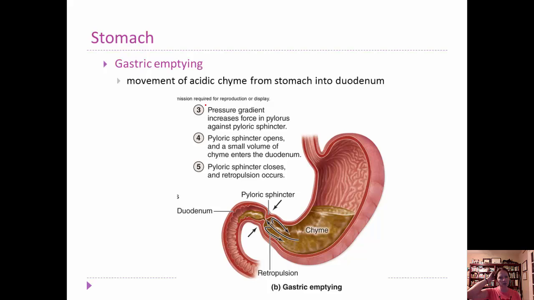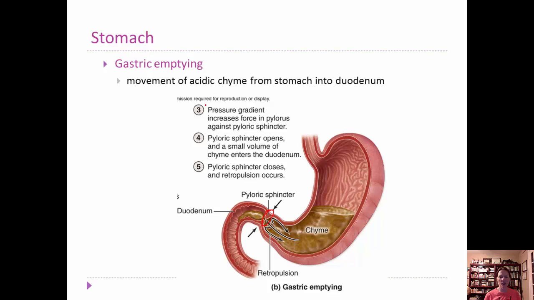Since the duodenum and the rest of the small intestine are really important for breaking down the rest of our nutrients for chemical digestion and absorption, we need to make sure this is highly regulated, and just a little bit of chyme goes through at a time. As soon as that chyme goes through, the sphincter quickly closes. You can see it closing right here.